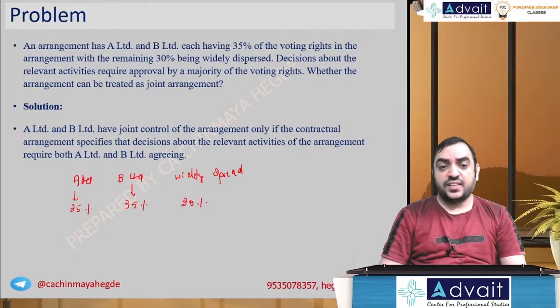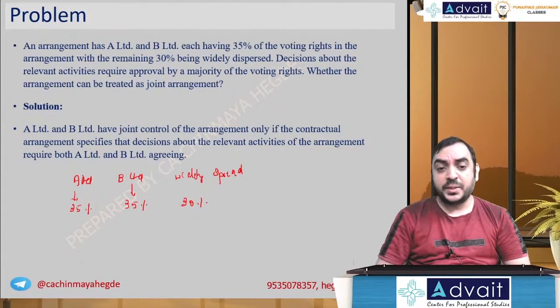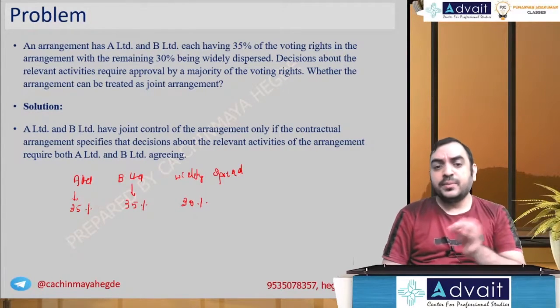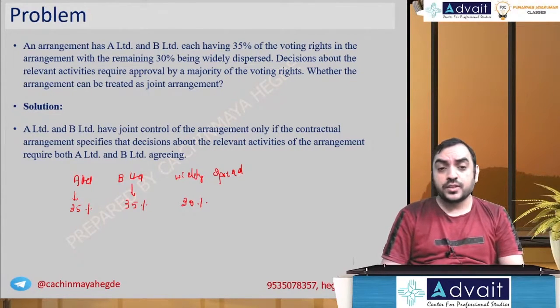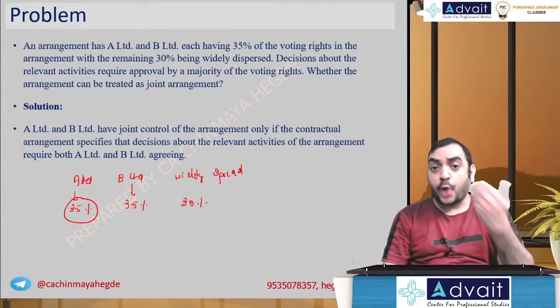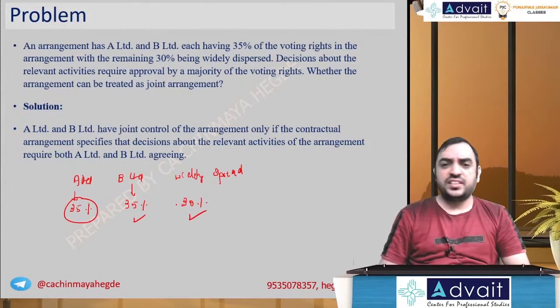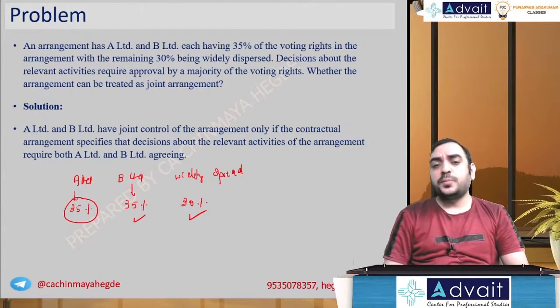Decisions about the relevant activities require approval by a majority of the voting rights. Whether the arrangement can be treated as a joint arrangement. Now, what are the facts of the case? First of all, is the decision of A Limited and B Limited compulsorily required? Do they have to come together? Can A Limited stop the decision? No. Majority means 35% here, some 15-16% there. Majority is crossed. It may not be one person, maybe other persons put together.